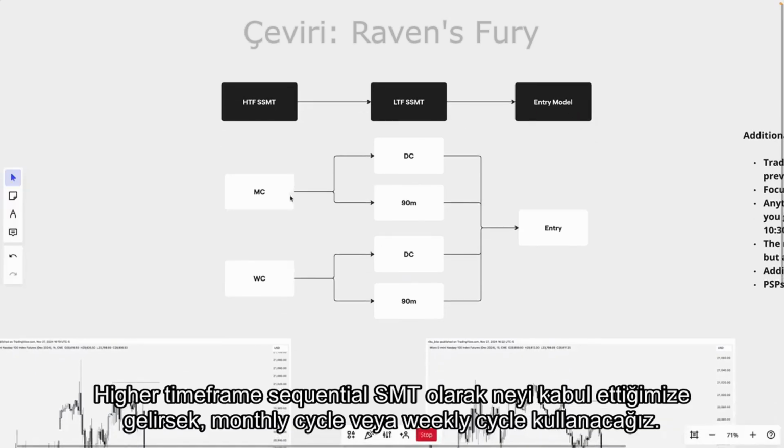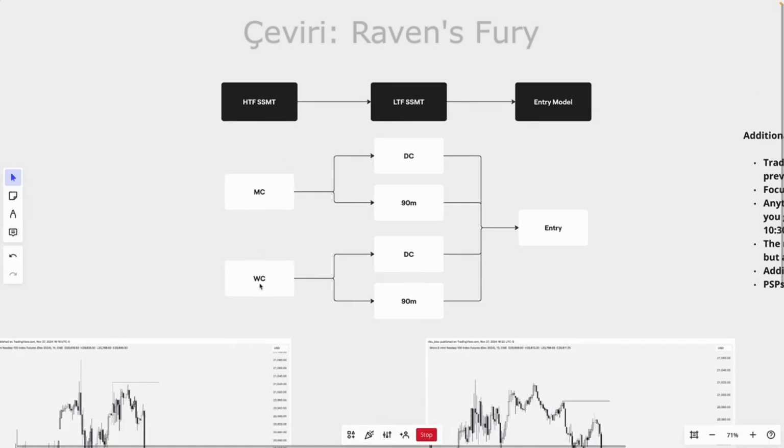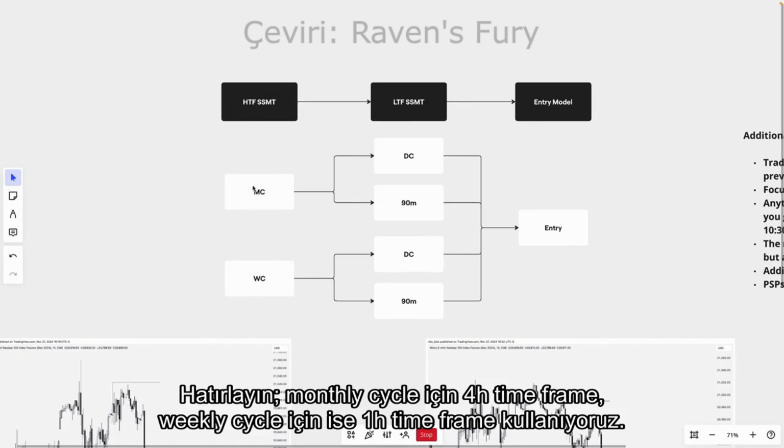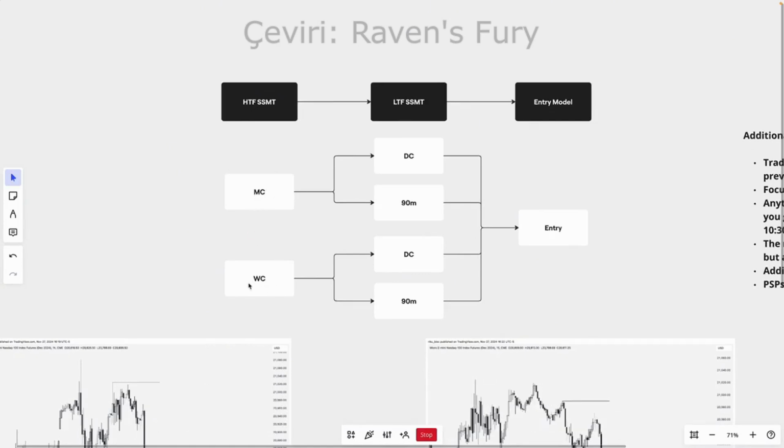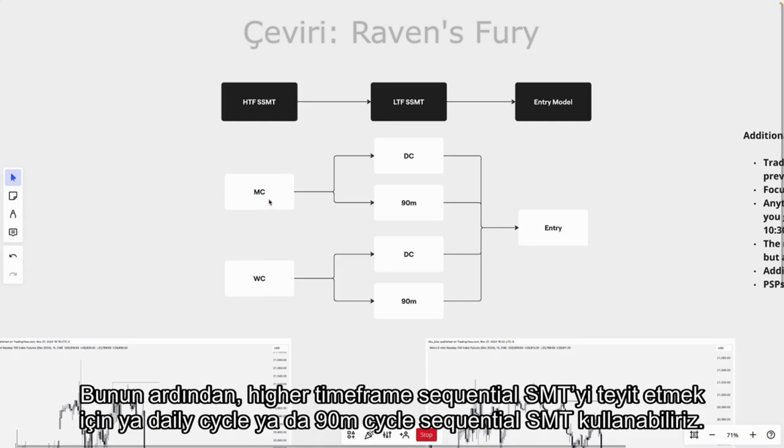In terms of what counts as a high time frame sequential SMT, we'll be using the monthly cycle or the weekly cycle. And so remember, we use the 4-hour time frame for the monthly cycle and the 1-hour time frame for the weekly cycle. Following that, we can either have a daily cycle or 90-minute cycle sequential SMT to confirm the higher time frame sequential SMT.